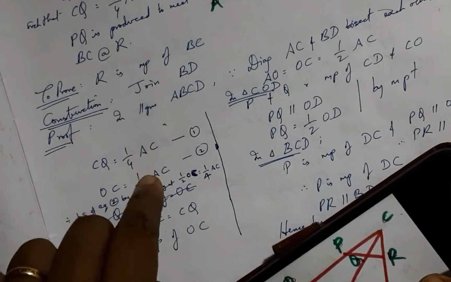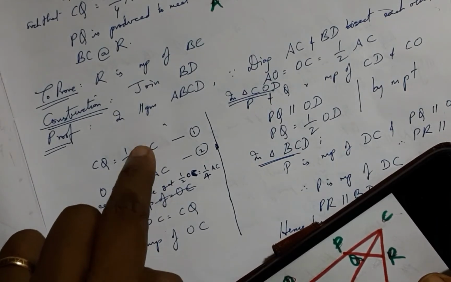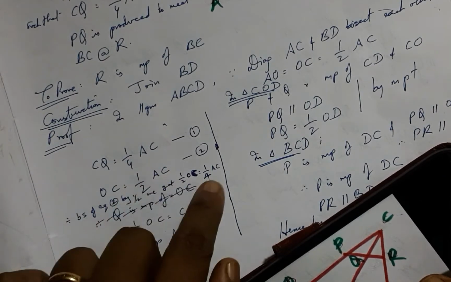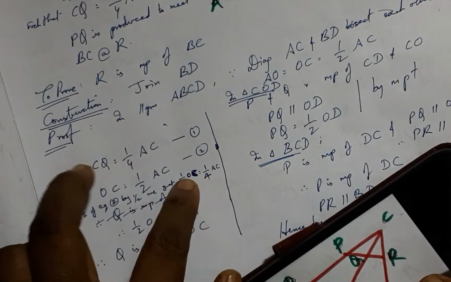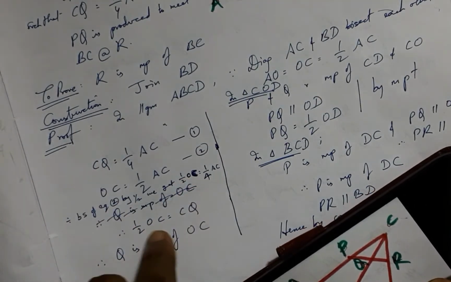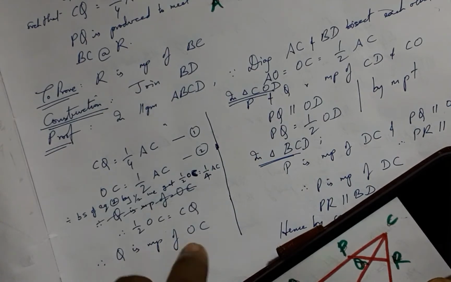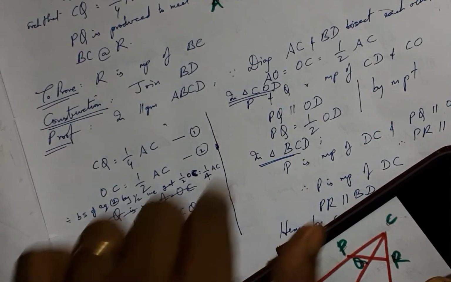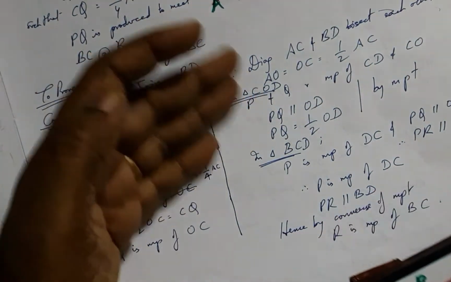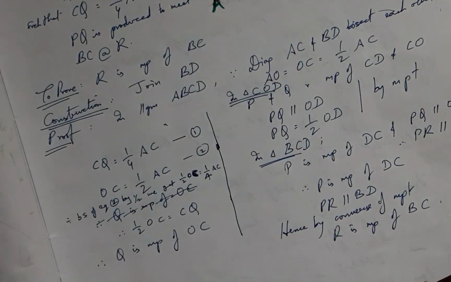Therefore, Euclid's first axiom states that things which are equal to the same thing are equal to one another. Therefore half OC is equal to CQ. Therefore we have come to the conclusion that Q is the midpoint of OC, which is to be used in this statement, and then comes this whole thing, and R is the midpoint of BC. Hence proved.